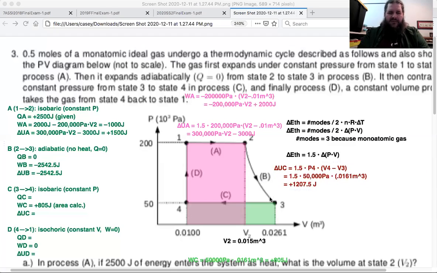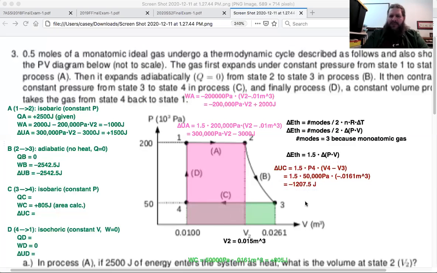And that's positive, corresponding to, wait, does that make sense? Oh, I should be subtracting final minus initial though. V4 minus V3 is negative 0.0161. So we actually are losing energy.